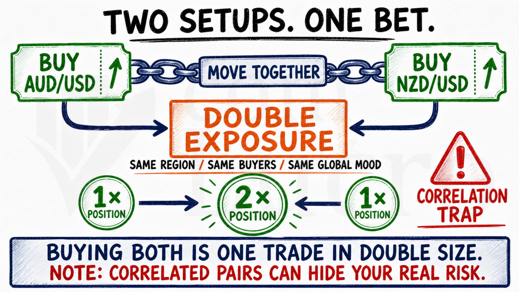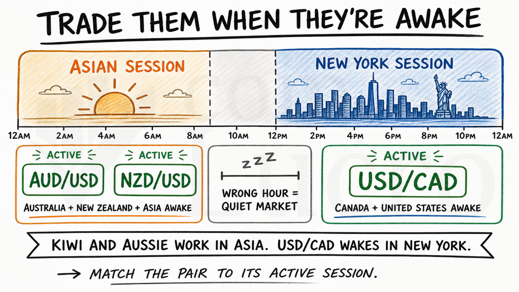That's the same trap we flagged with Euro USD and USD CHF last time, and we'll take the whole subject apart in the chapter on correlation. There's a timing side to these 3 as well, and you'll appreciate it later. The Aussie and the Kiwi do most of their real work during the Asian session, when their own countries and their biggest customers are awake.